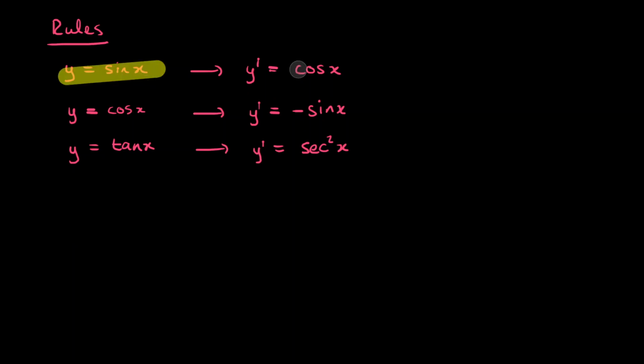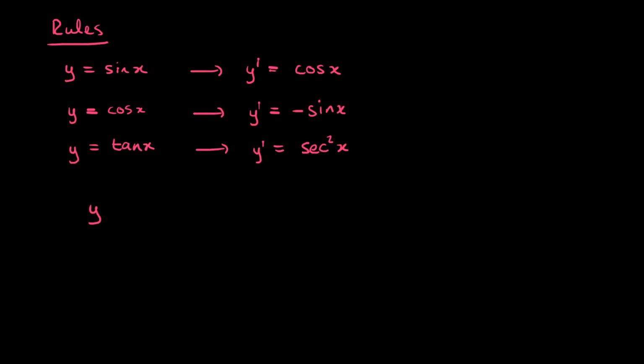Sine x differentiates to give cos x. Cos x differentiates to give minus sine x. And tan x differentiates to give sec squared x. Okay, so those are the rules. Let's just try to practice with them with a basic question.